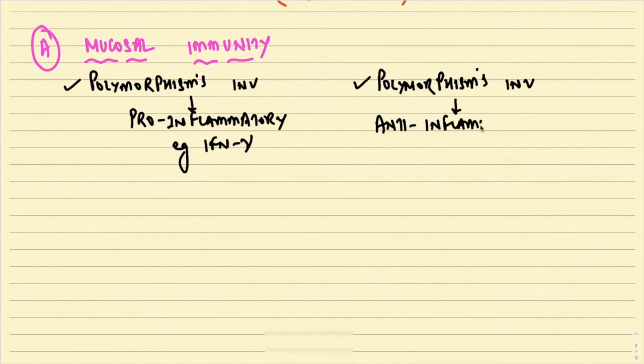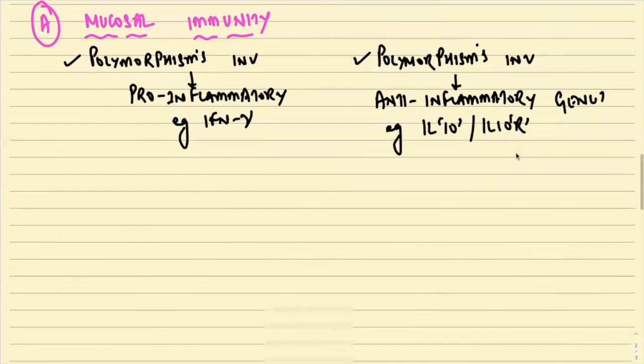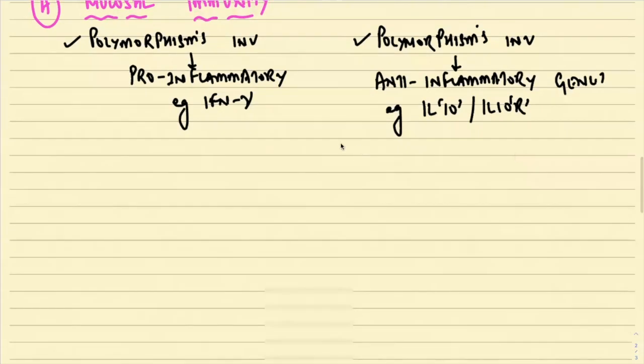So what are the anti-inflammatory genes? Can anyone tell me? Anti-inflammatory genes, for example, we have interleukin 10 or interleukin 10 receptor. So polymorphisms in these genes have been shown to have a role in development of inflammatory bowel disease.